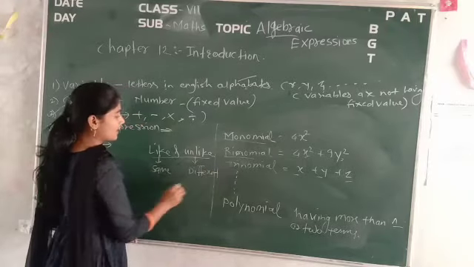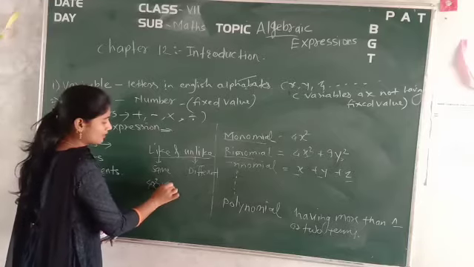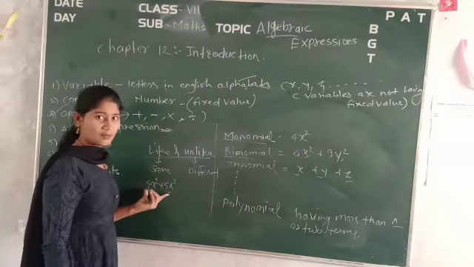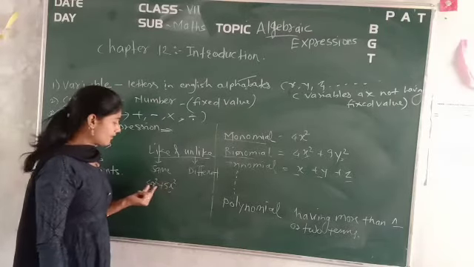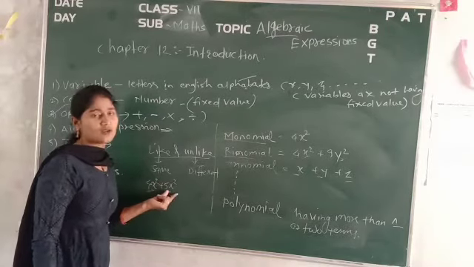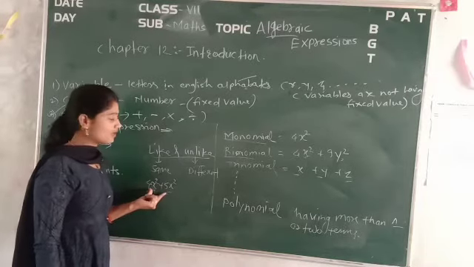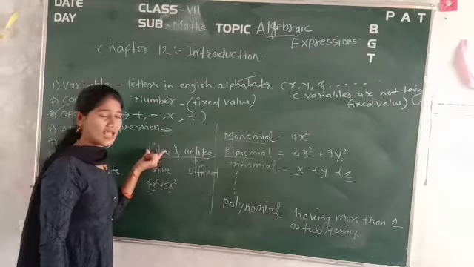In the example of like, you can take 4x square plus 5x square. These are like terms. Both are terms, and they are like terms because the degree is the same and the variable is the same. No need to take care about the constant. Only the variable and the degree should be the same. So we call it like factors.